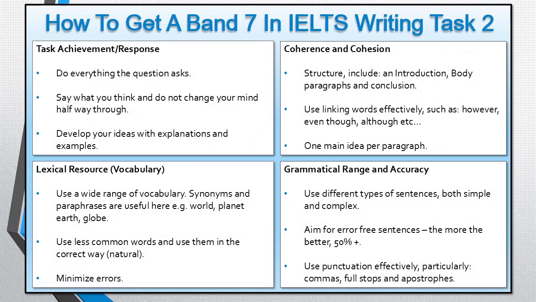Finally, let's have a quick review of what we've learnt in this video. We should have learnt exactly how to get a band 7 in IELTS writing task 2 by addressing the 4 key criteria in the way that the examiners want us to. In front of you now, you have clear explanations of what you need to do for each criteria to score a band 7. You may wish to pause the video now and make a note of these points, or simply read them through for yourself one more time.